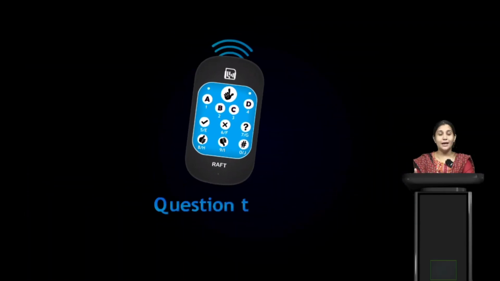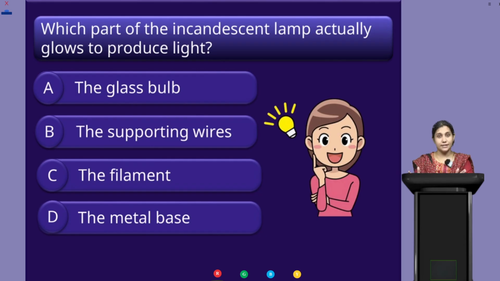And now it's your question time. Let's see what question we have on the screen. Okay. Which part of the incandescent lamp actually glows to produce light? You have four options. The first option is the glass bulb. Second is the supporting wires. Option C, the filament. And option D, the metal base. So from these four options, you will give one correct answer. Okay. So I'll give you a 30 second timer. You need to give the correct option within the 30 seconds. So your time starts.